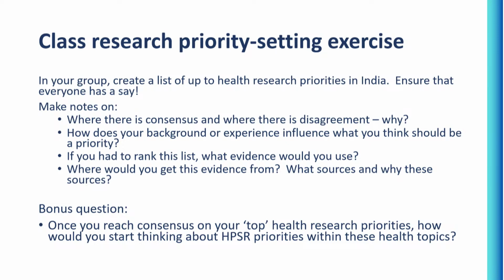Then what I'm going to ask you to do is that in your groups, think about health research priorities in India. I'm not saying health policy and systems research because I think that's too complicated to do right now. But I want you to think about health research priorities. I want you to create a list of up to 7 health research priorities in India. And I want you to make notes on where there is consensus in your group and where there's disagreement and why. And then I want you to think about how your background or your experience is influencing what you think should be a priority. Okay?